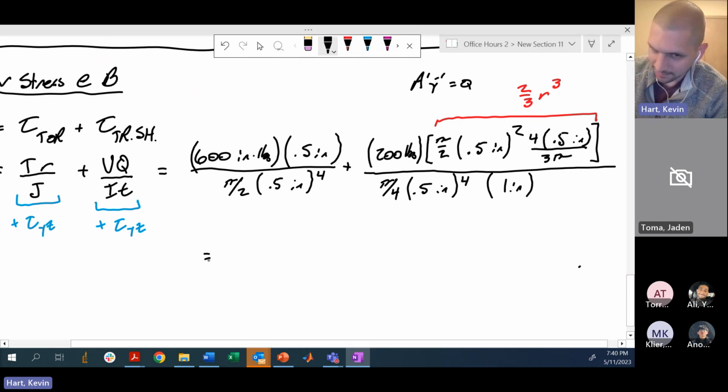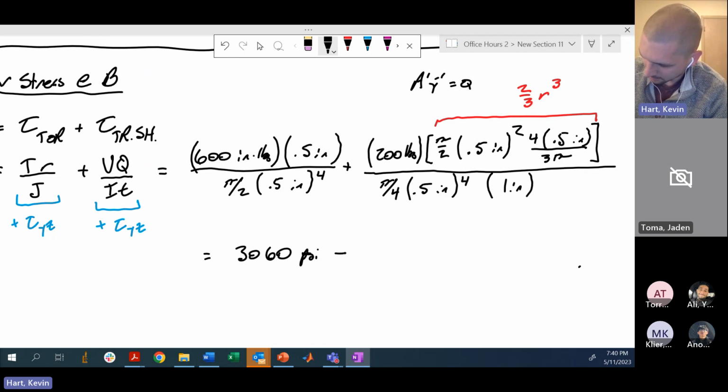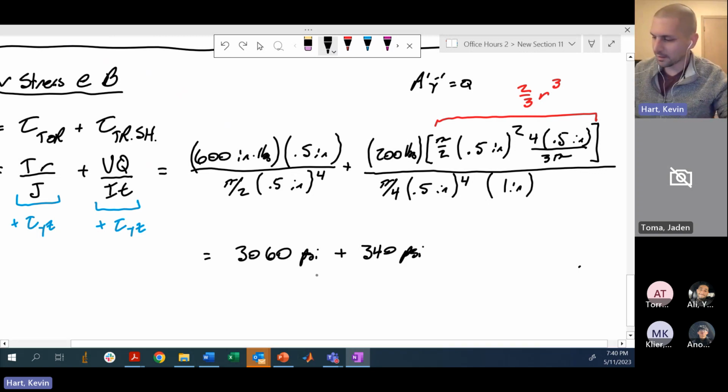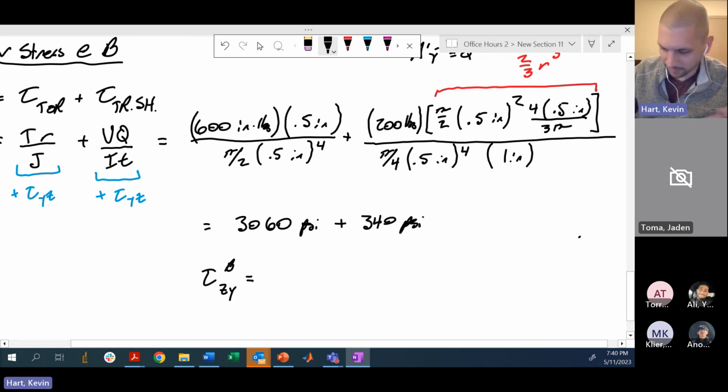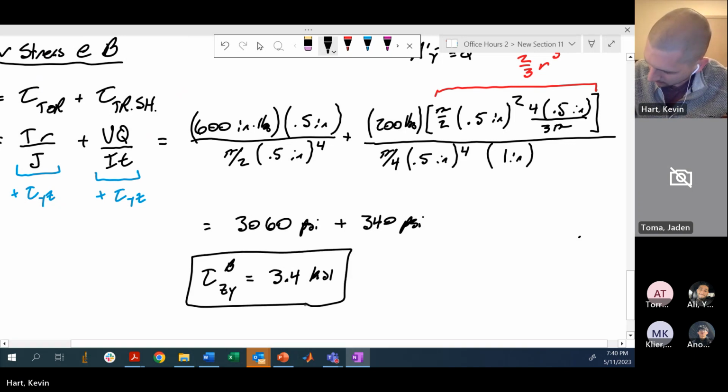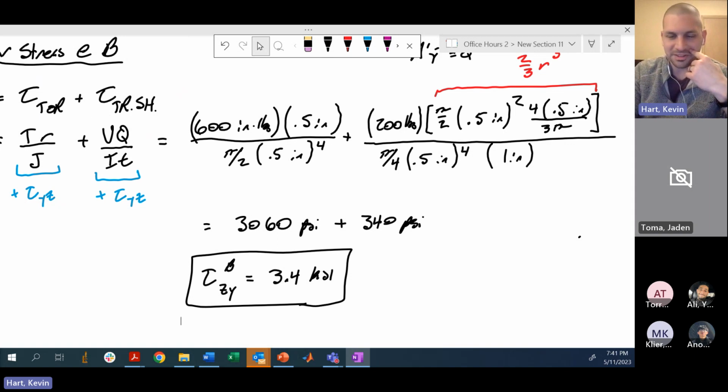All right, all this added together, just cut to the chase. This is 3060 psi plus transverse shear contribution is 340 psi. So we see torsion contributing significantly more here than the transverse shear. But all in all, at B, we have this zy or yz, they're both the same. It's going to be 3.4 psi. What a doozy. That problem is a doozy. That coordinate system really just kind of shakes it all up, huh?